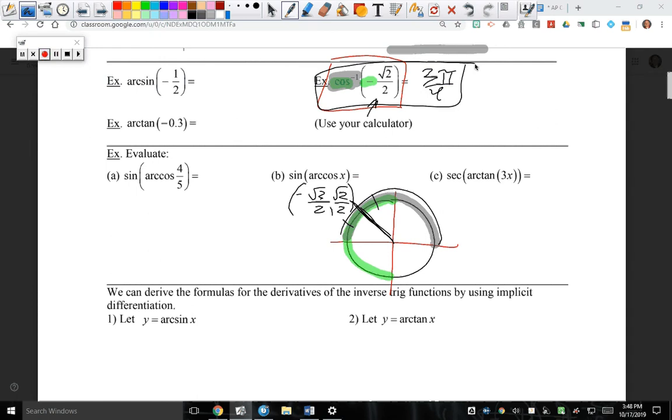So how would you do the arctangent one? Oh, don't worry about this one. This one's using a calculator. So we're not going to do that one. Is that what you were going to ask?